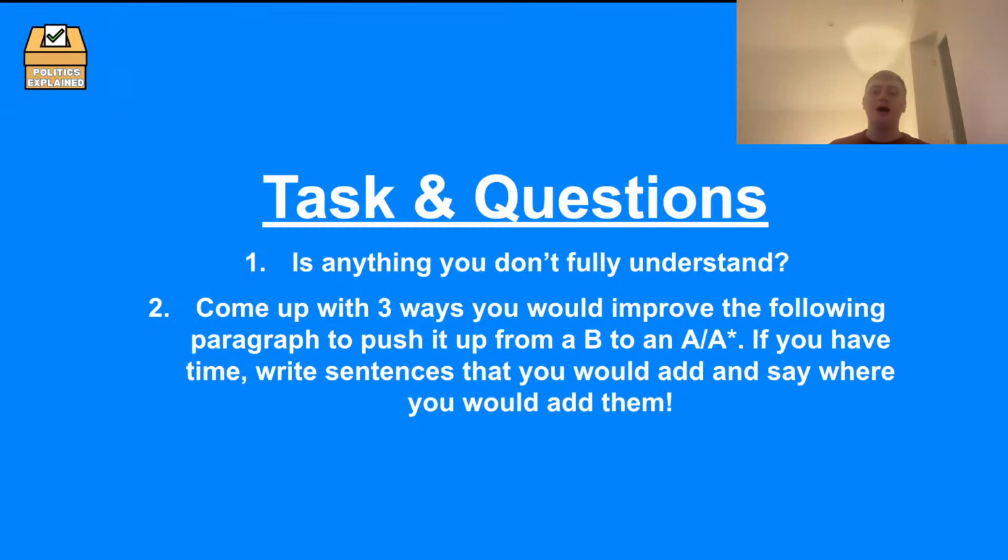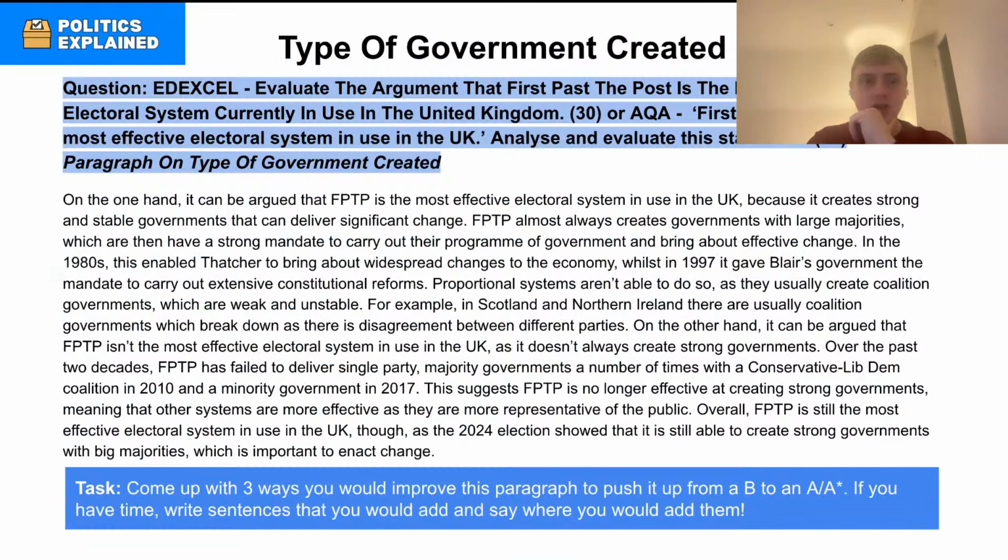Okay, let's have a look at this task now. Come up with 3 key ways. So if you're watching the recording or if you're watching live, it's in this supplementary booklet. Come up with 3 ways you would improve the following paragraph to try and push it up from a B to an A or an A star. And also, of course, let me know in the chat if you've got any questions about type of government created and voter choice as well. This is the paragraph. It's also in that supplementary booklet. Take a couple of minutes to have a read through it and let me know any key ways you think it could be improved. We're probably going to run over by 10 or 15 minutes, by the way.